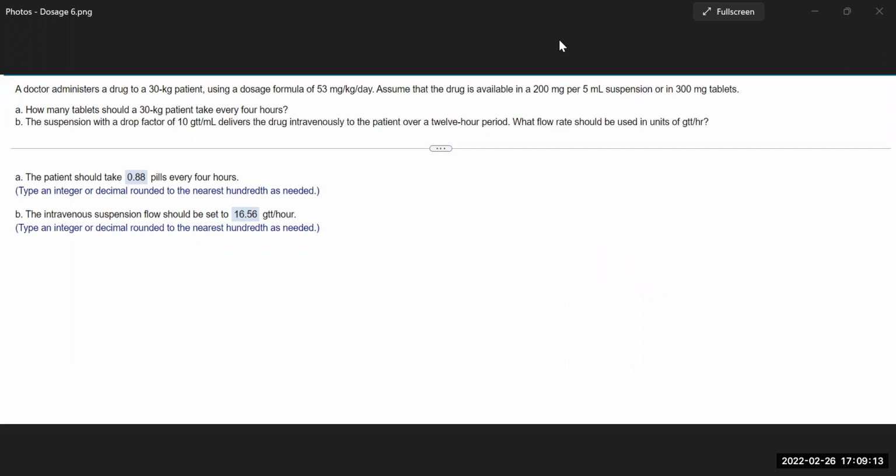Now, the suspension delivers the drug intravenously to the patient over a 12-hour period. What flow rate should be used in units of GATA or GTT per hour? Okay, now let's get into this problem.